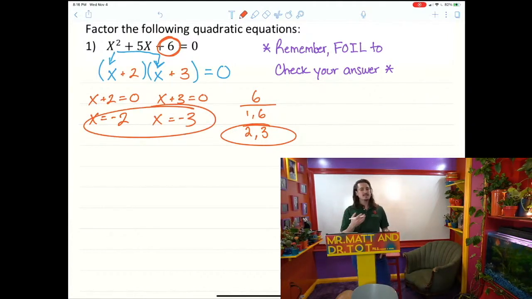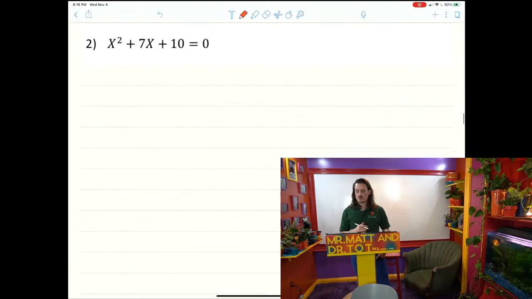But when a is equal to 1, when the leading coefficient of the entire standard form equation is 1, you're just looking for two factors of c that add together to get b. If there are any questions, then please let me know. Otherwise, I'm going to give you 3 minutes. Please look at question number 2.